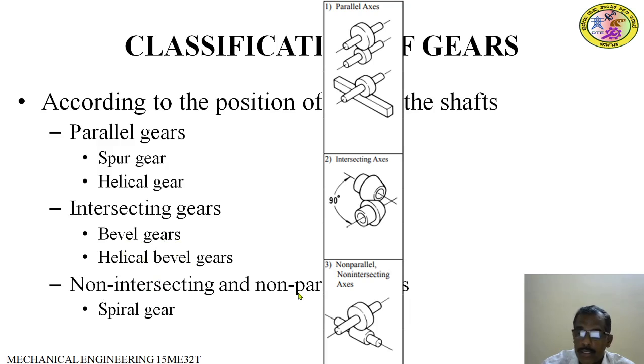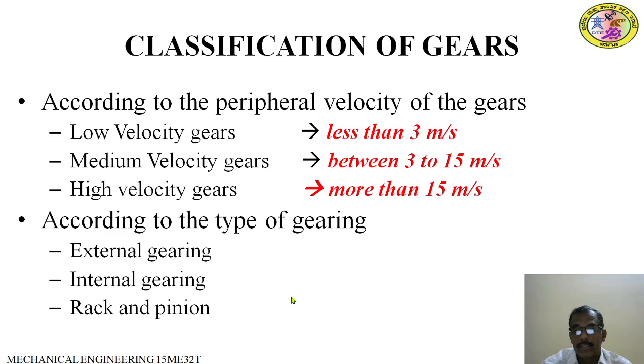Then non-intersecting, non-parallel shafts. Observe here, this is a non-intersecting and non-parallel shaft. One is along some axis, the x-axis, the other along the y-axis, but some distance is there. They do not intersect each other. One axis is over the other. Here the example is the spiral gear. This covers parallel gears, intersecting gears, and non-intersecting and non-parallel gears.